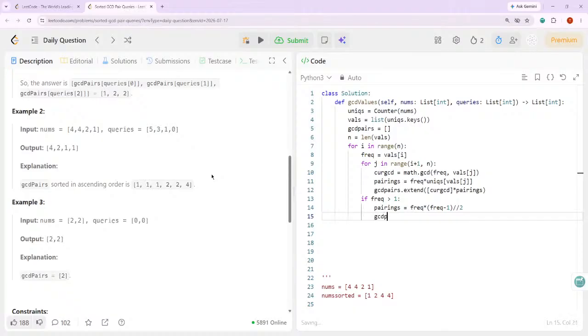And then GCD pairs. If I'm doing the GCD of a number with itself, that's just the number itself. So it's going to be extend the current number, which is vals at i. Vals at i times, no, oops, I need brackets here, times the number of pairings for this. Okay, and then let's go ahead and just print out GCD pairs, see if it's correct.